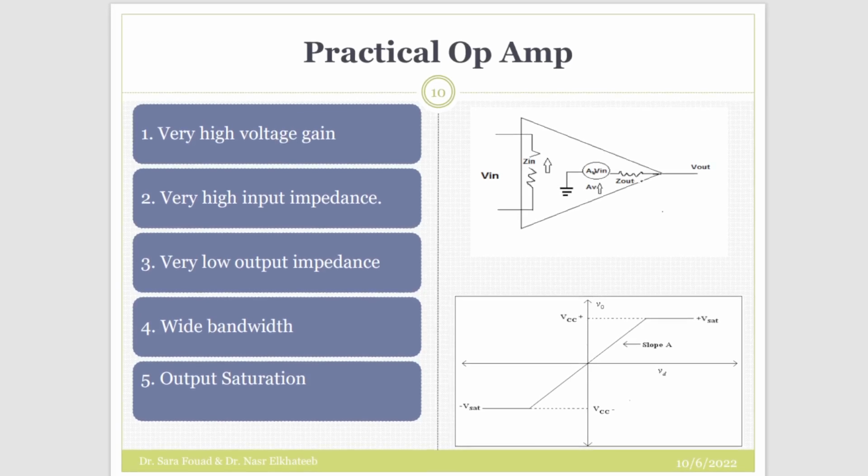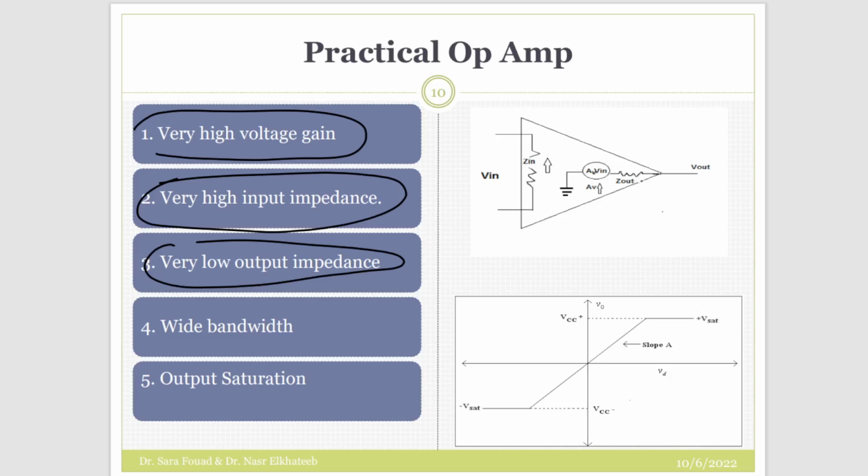The practical operational amplifier, or the operational amplifier in real life, actually exists, and this operational amplifier has errors. It has very high voltage gain, but not infinite, and very high input impedance, but also not infinite. Very low output impedance, but not zero, like the ideal operational amplifier. We have a wide bandwidth, but not infinite, like the ideal operational amplifier. We have also output saturation.